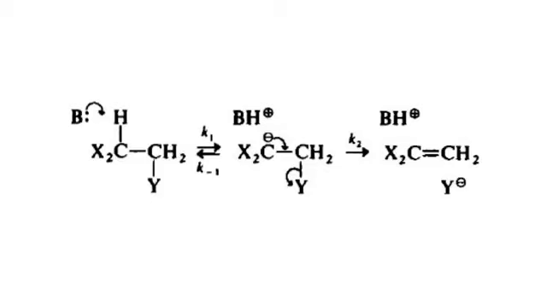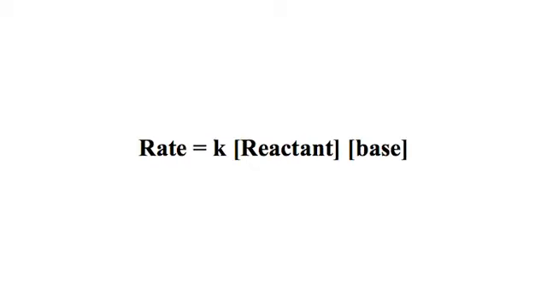Thus, the E1CB reaction mechanism can be described as a two-step process as shown in the figure. The first step is the fast reversible abstraction of the beta hydrogen by the base to form the carbanion intermediate, and this is followed by the second step, which is slow and rate limiting, with the loss of the leaving group taking the electron pair to give the product alkene. So, the E1CB reactions follow second order kinetics having the rate law: the rate of the reaction is equal to k times the molar concentration of the reactant times the molar concentration of the base that is being used.